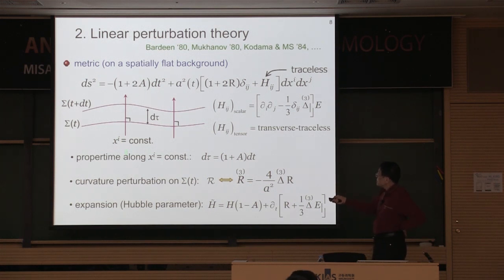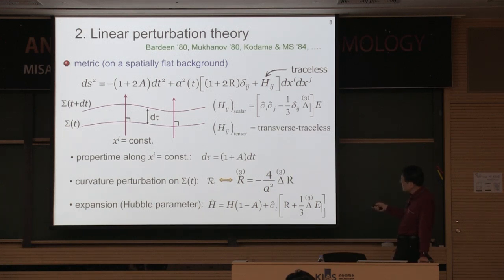So as you can see, if you consider two time slices, one at t and one at t plus dt, then this is just this. Now I'm using proper time as tau. d tau is 1 plus a dt. This is the definition of the lapse function, by the way. So this determines the relation between the coordinate time and the proper time. And as I said, the curvature perturbation on this hypersurface is given by this.